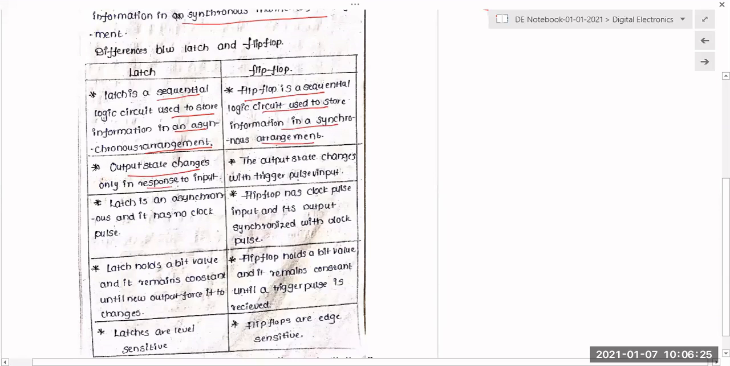In a latch, the output state changes only in response to the input. Here, in a flip-flop, the output state changes with the trigger pulse input. The trigger pulse means the clock, so it depends on the clock. In a latch the output state change depends only on the input. But in case of flip-flops, the output state changes depending not only on the input but also on the clock pulse. Trigger pulse means clock pulse, and it can occur at levels or at edges.